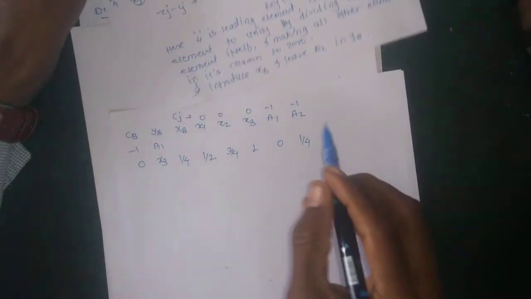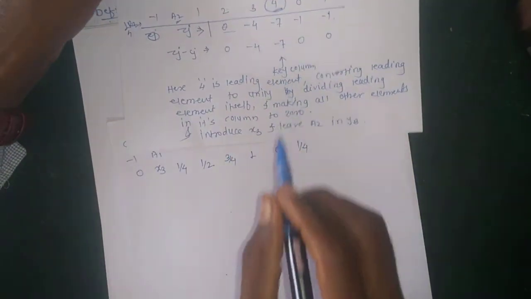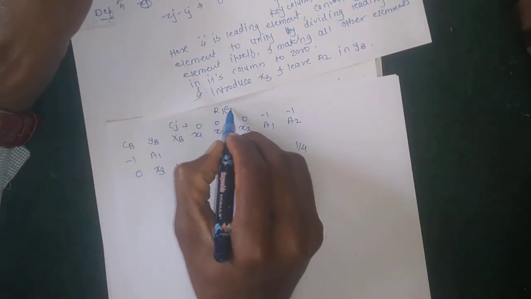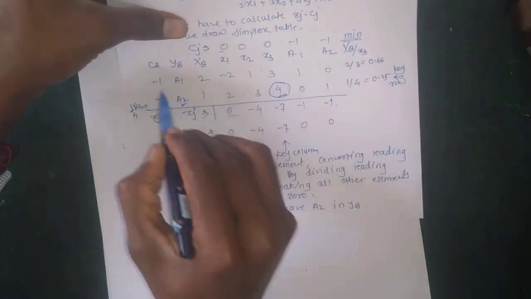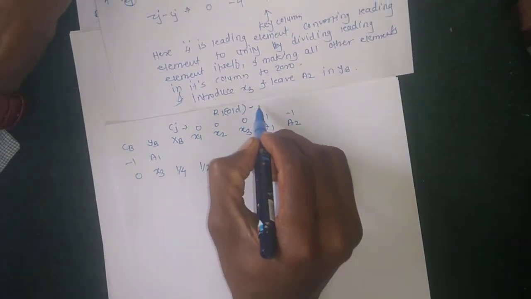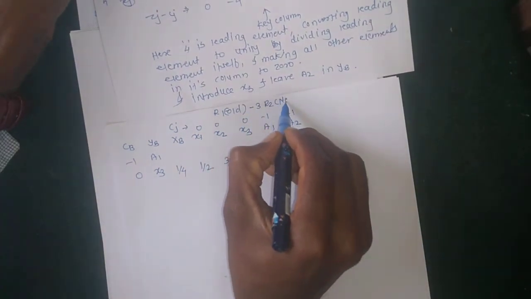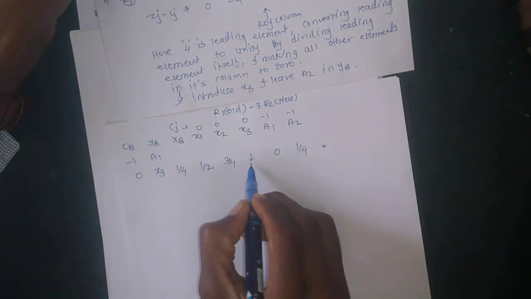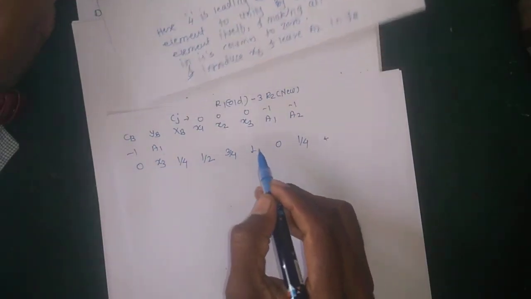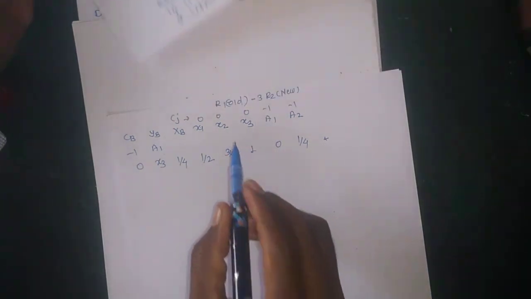Okay, so the operation here: taking R1, this is the old R1, and this is the old R2, this is the new R1. So this is the new R2, old R1 minus 3 R2 is the new row, and new R2 means this is after converting the leading element to unity. Okay, so this is new.